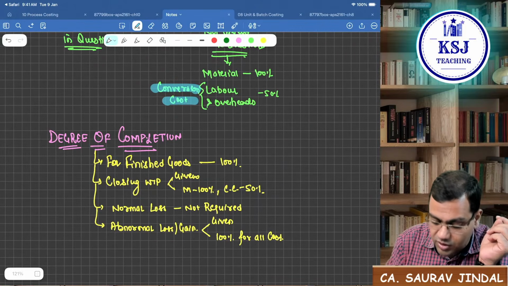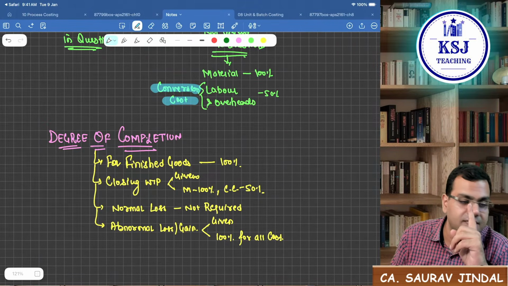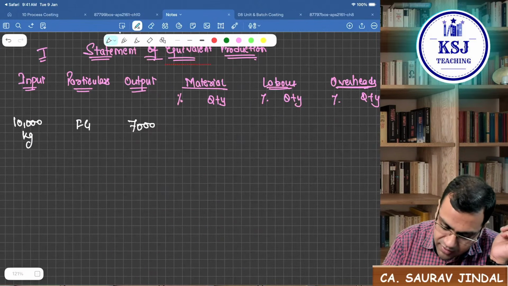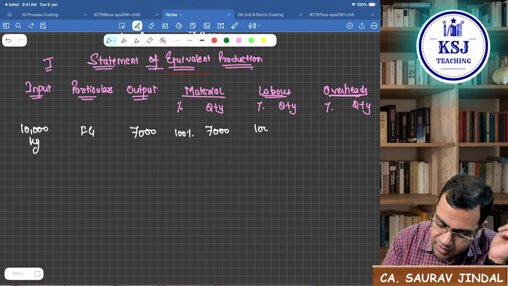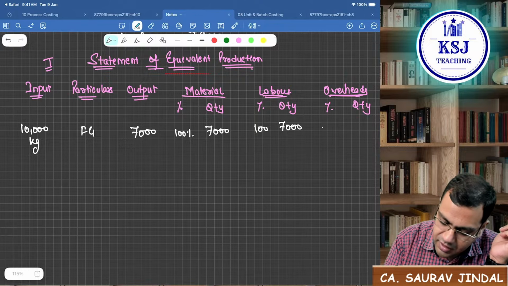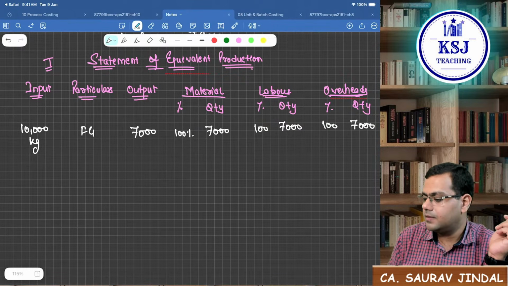Now for this completed units, for this FG, what will be the degree of completion? I just gave you the rules. For FG, the degree of completion is 100%. So I'll write here material 100%, that is incurred on 7,000 equivalent units. 100%, 7,000, 100%, 7,000.